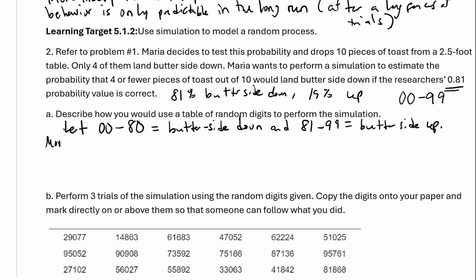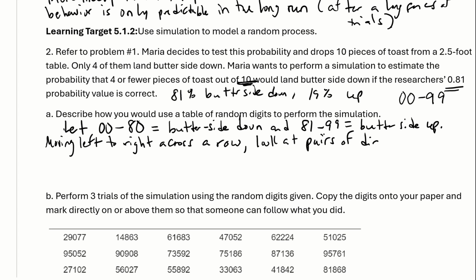And so we're moving left to right. Now we want to select 10 pieces of toast to see how many would land 4 or fewer pieces butter side down. So each trial is going to have 10 numbers, or 10 pieces of toast. So moving left to right across a row, look at pairs of digits to simulate dropping a piece of toast.